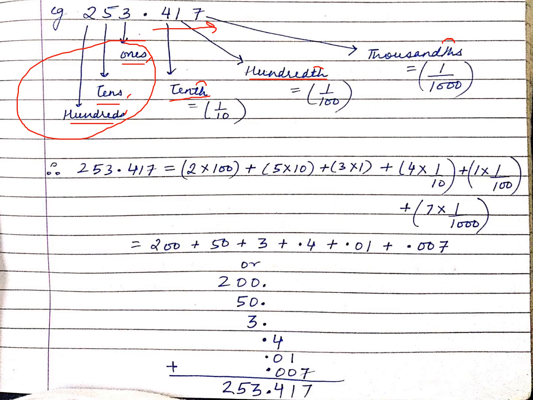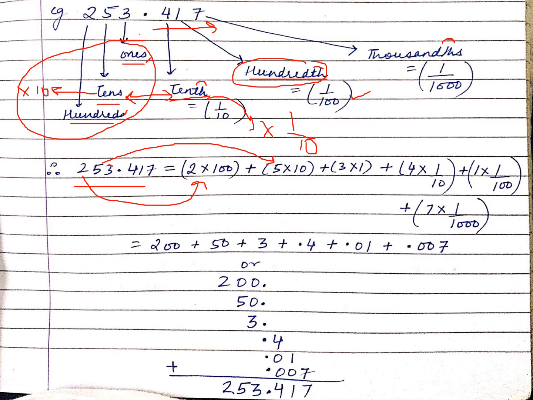What is this tenth and how is it different from tens? If you say tens, it means multiply by 10. But if you say tenth, it is multiply by 1 upon 10, or you can say divide by 10. Same thing. Understood? If you say hundreds, it means multiply by 100. But if you say hundredth, it means multiply by 1 upon 100. Got it? Now let's take this to the expansion. So 2 is written as 2 into 100, 5 is written as 5 into 10, 3 is written as 3 into 1.